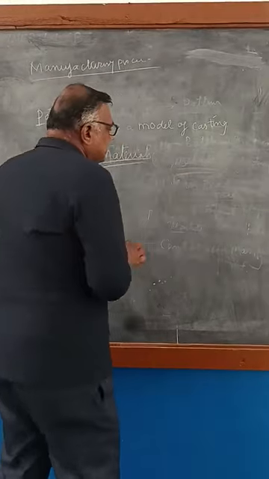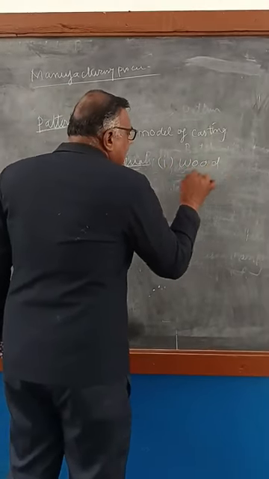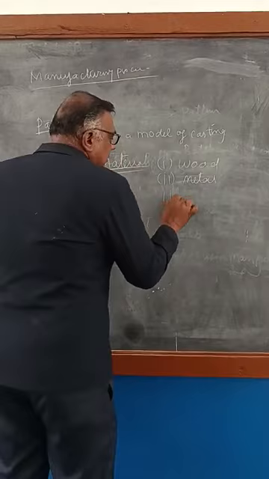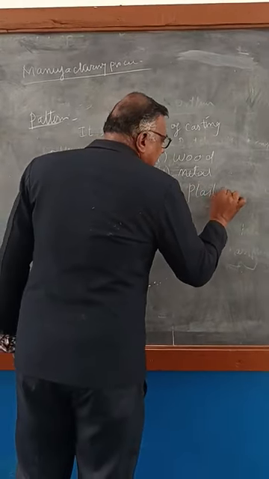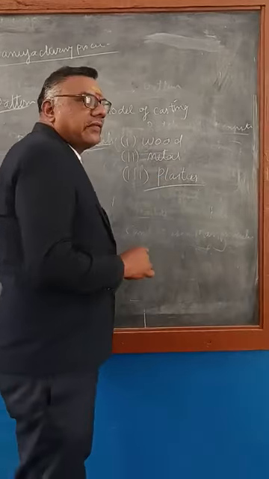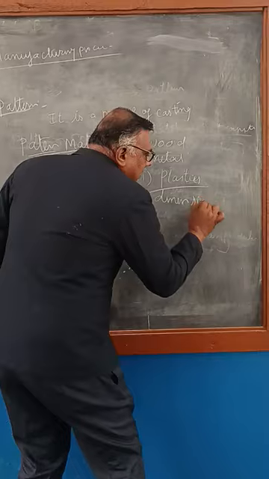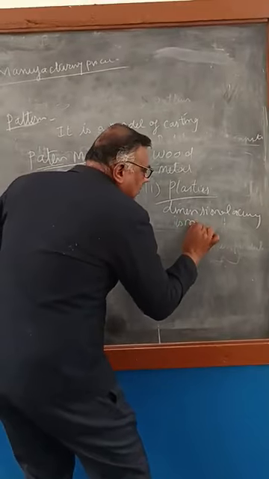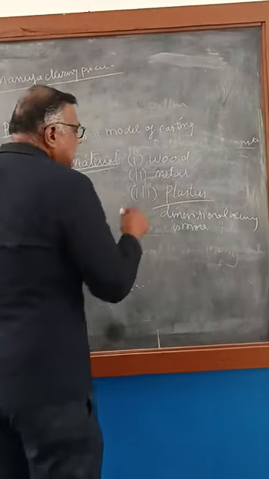Next one is plastics. So the first one is wood, the second one is metal, the third one is plastic. Whenever the dimensional accuracy needs to be higher, we will use plastic as a pattern.